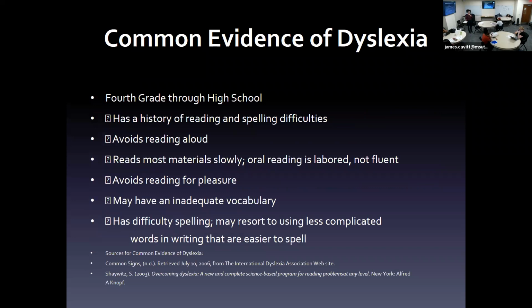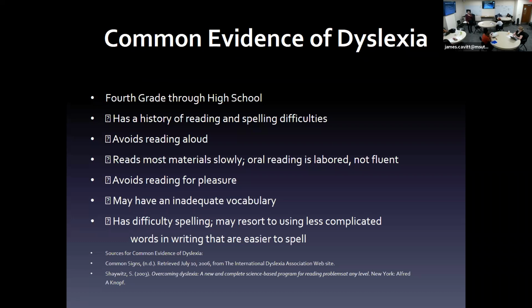From fourth grade on to high school, they probably don't like to read. They avoid reading out loud. They might become behavior problems if asked to read out loud. They might have a very inadequate vocabulary. They don't read for pleasure.